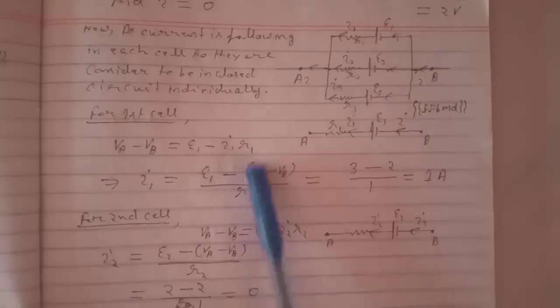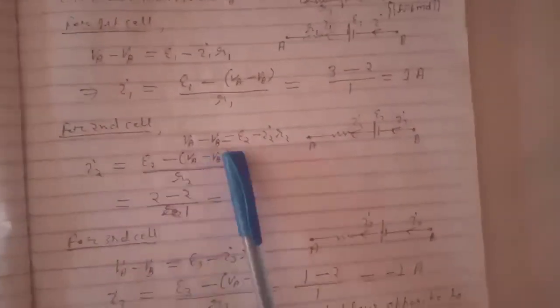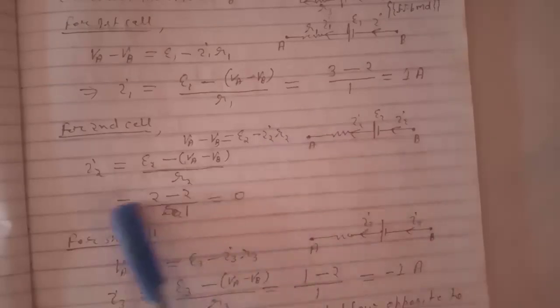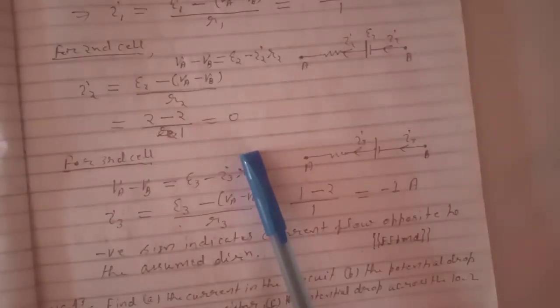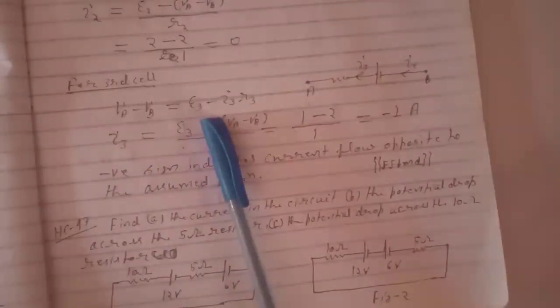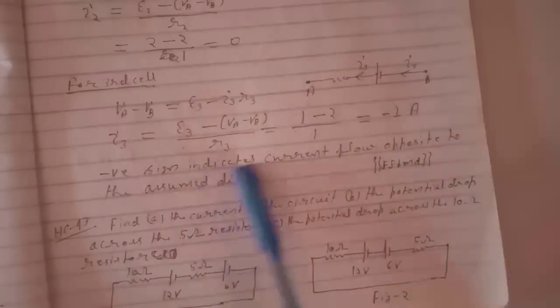Now for the first cell, VA minus VB equal to E1 minus I1 into R1. This implies I1 equal to (E1 minus (VA minus VB)) / R1 equal to (3 minus 2) / 1 equal to 1 ampere. And for the second cell, VA minus VB equal to E2 minus I2 into R2, or I2 equal to (E2 minus (VA minus VB)) / R2 equals (2 minus 2) / 1 equal to 0. For the third cell, VA minus VB equal to E3 minus I3 into R3, or I3 equal to (E3 minus (VA minus VB)) / R3, or (1 minus 2) / 1 equal to minus 1 ampere. The negative sign indicates current flows opposite to the assumed direction.